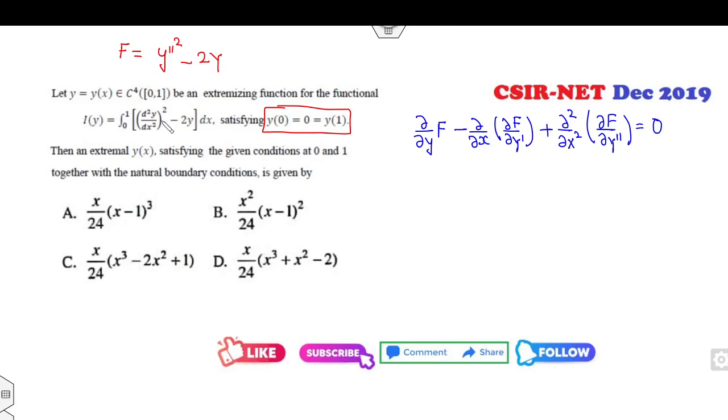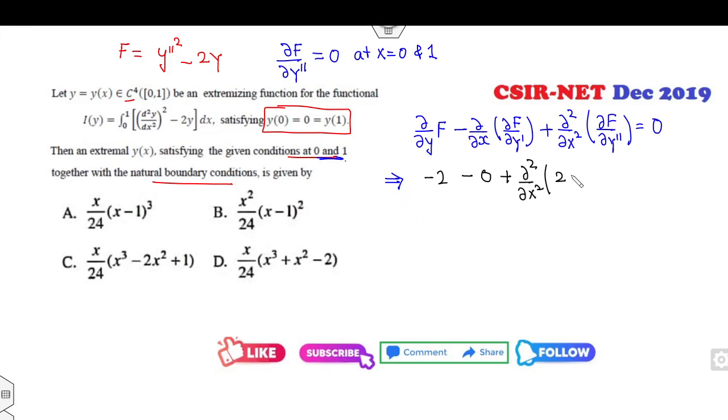Now since it is my second order, I need 2 more conditions. It is given to you as the natural boundary condition. So what is that? Del f upon del y double dash is my 0 at x is equal to 0 and at x is equal to 1. Now that's over. I can substitute this value. What is del f upon del y? Minus 2. This number is 0. Second derivative of this number is twice y double dash is 0. So 2 will be cancelled out. So that means the fourth derivative will be my 1.